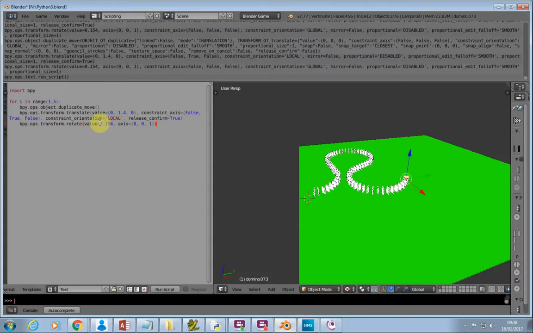So if we look at 0.154, that's in radians, rather than 0.154 degrees, which would be teeny tiny. Okay, there you go. That's why we use radians.